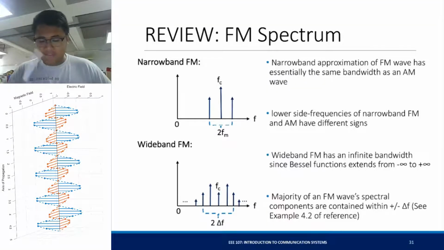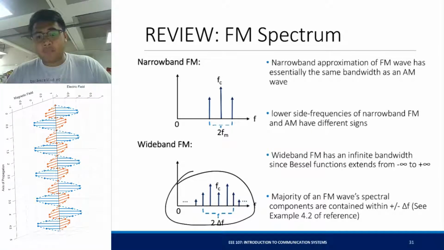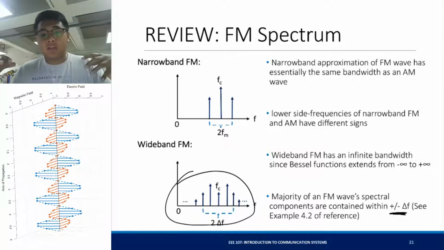Right. So the FM spectrum for a narrowband approximation is the same as that of a full AM wave. But for a wideband FM, your spectrum may look like this down below, as you see here. The majority of an FM wave's spectral components are contained within some plus or minus delta f. See example 4.2 of the book of Haykin for that. However, the true FM wave has a bandwidth that expands infinitely from the center frequency, since the Bessel functions extend from negative infinity to positive infinity.